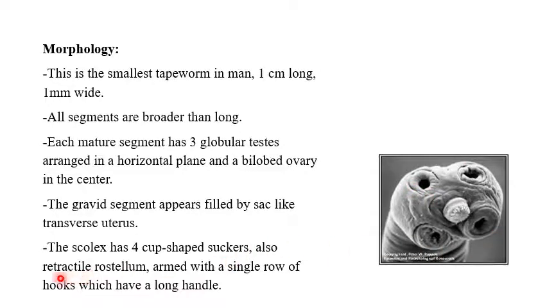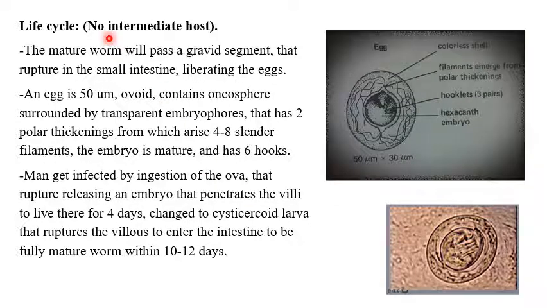Also, retractile rostella are armed with a single row of hooks which have a long handle. Life cycle: there is no intermediate host. The mature worm will pass gravid segments that rupture in the small intestine, liberating the eggs. An egg is 50 micrometers.